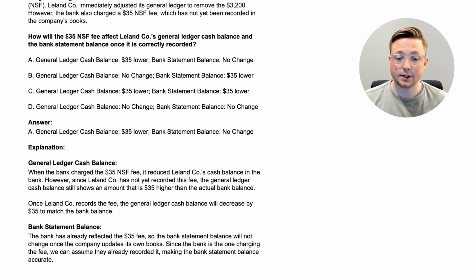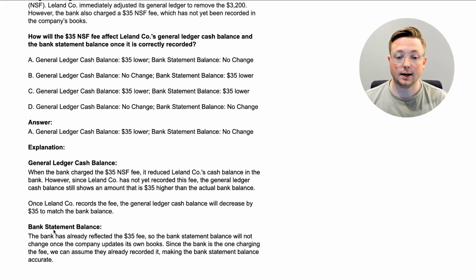The answer is A: the general ledger cash balance will be $35 lower because of the fee, and the bank statement balance won't change. So let's walk through this to kind of understand why that's the case. When the bank charged the $35 non-sufficient fee, it reduced Leland Co.'s cash balance in the bank. So they lowered it. However, since Leland Co. has not yet recorded this fee, the general ledger cash balance still shows an amount that is $35 higher than the actual bank balance. Once Leland Co. records the fee, the general ledger cash balance will decrease by $35 to match the bank balance. So they didn't record it, so they have to subtract it.